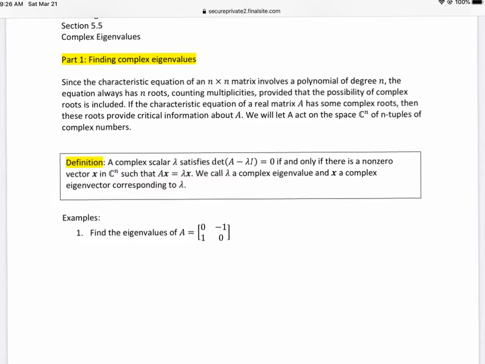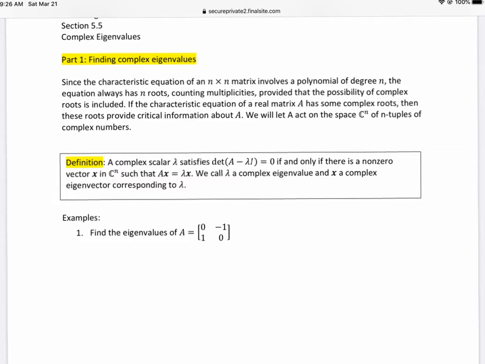So 5-5, it's still in chapter 5, it's still all about eigenvalues and eigenvectors, but in this section we're going to have complex eigenvalues. And complex, you might not have dealt with this since algebra 2-ish, but this is where we're going to have imaginary numbers coming into play.